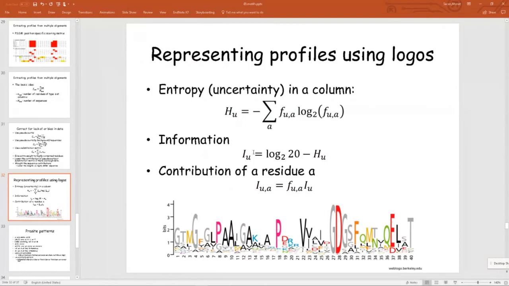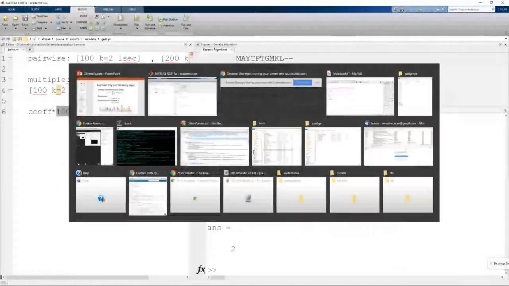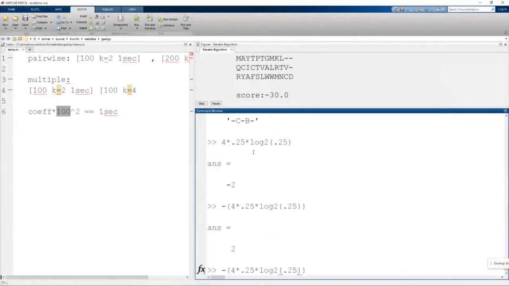The entropy will vary between 0 and the highest number, which will depend on how many characters you have in your alphabet. Okay, make sense? For proteins, if you have 20 amino acids, this is going to be 1 over 20, right? Each one has a probability of 1 over 20. This will be 1 over 20, and you're going to have 20 of them. And the highest entropy is 4.3.